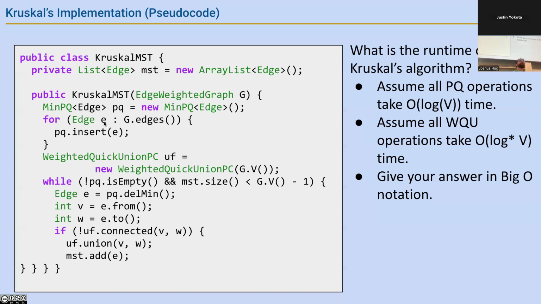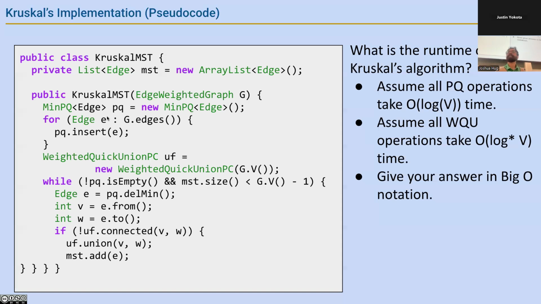All right, first question. Is your gut feeling that the priority queue is going to be the bottleneck or the weighted quick union object is going to be the bottleneck? What do you think? Priority queue, why? Yeah, log operations are bigger than this log star business. So you can't totally ignore the weighted quick union object necessarily, but it's probably not where the bottleneck is. What's the total time to insert all of these edges?